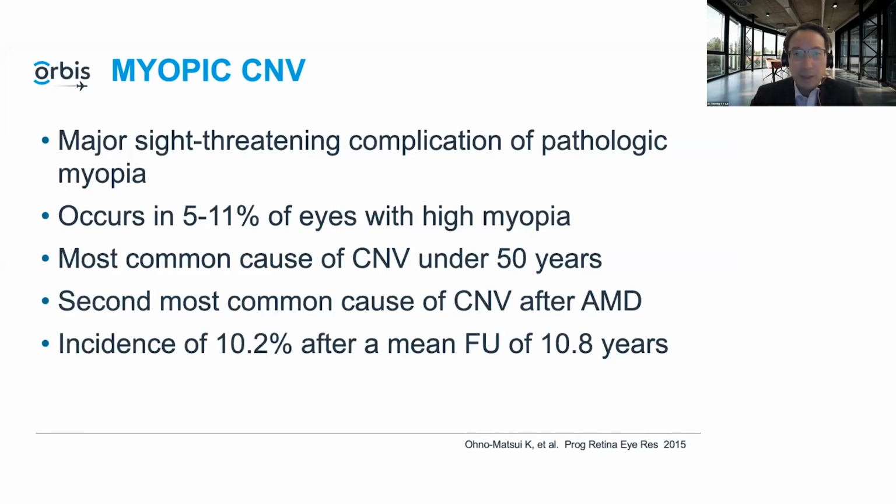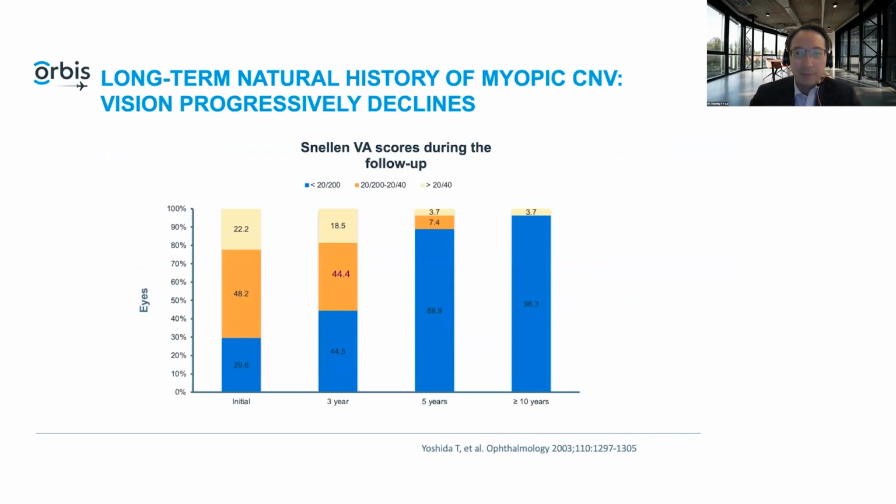And finally, the topic would be myopic CNV. This is quite common in high myopia, occurring in about 5 to 11%, and it's actually the most common cause of CNV in patients under the age of 50. In general, it's also the second most common cause of CNV after neovascular AMD. In terms of incidence, it's around 10% after a follow-up of 10 years.